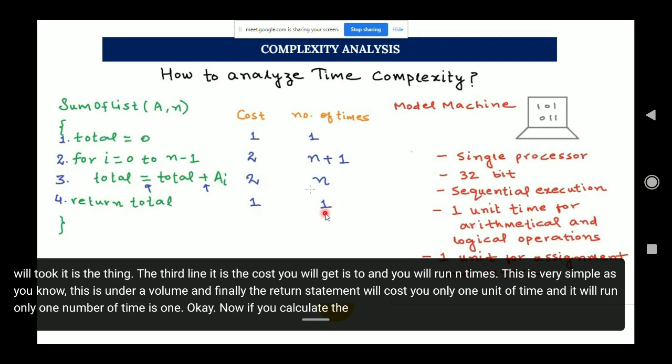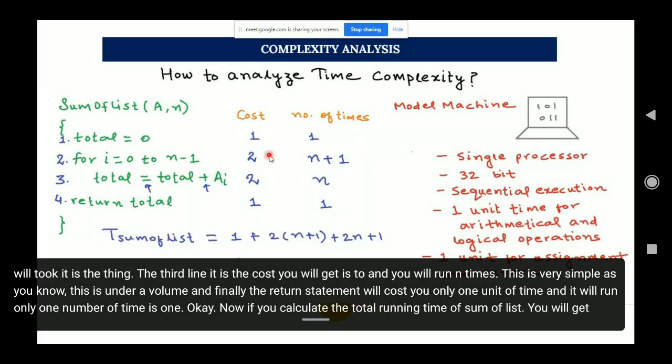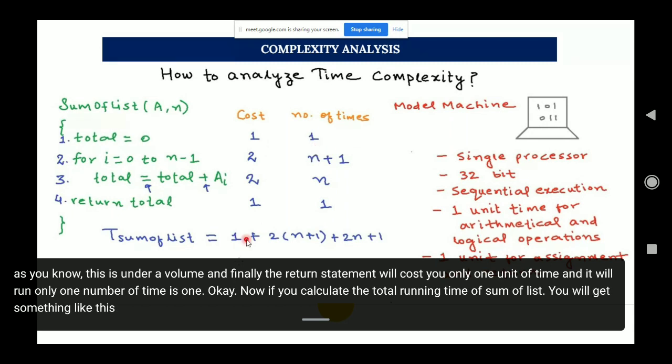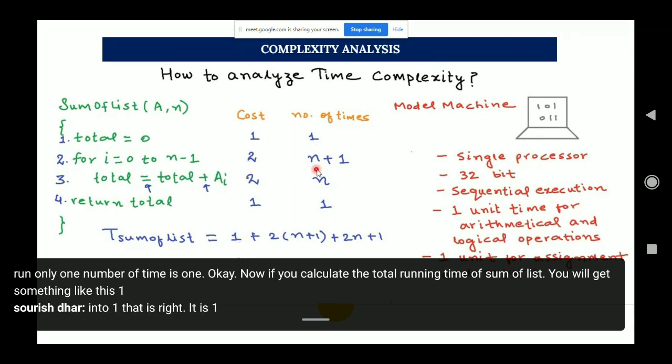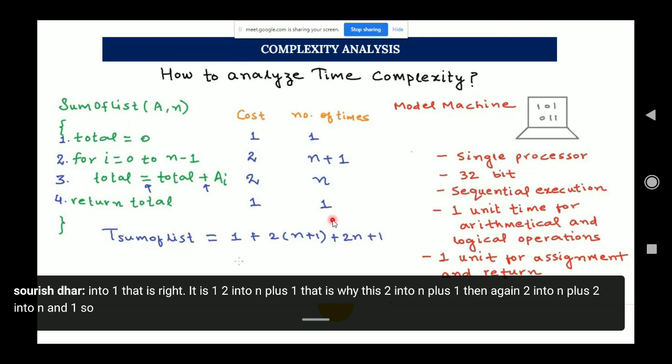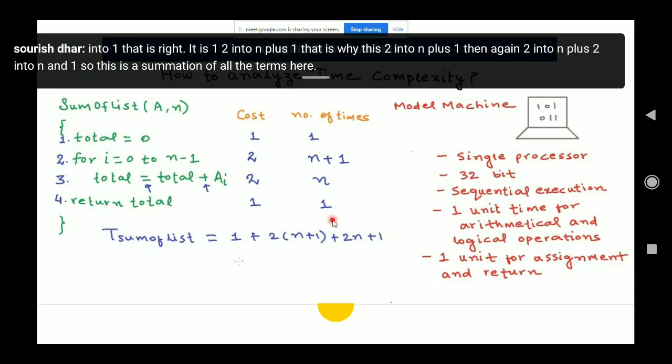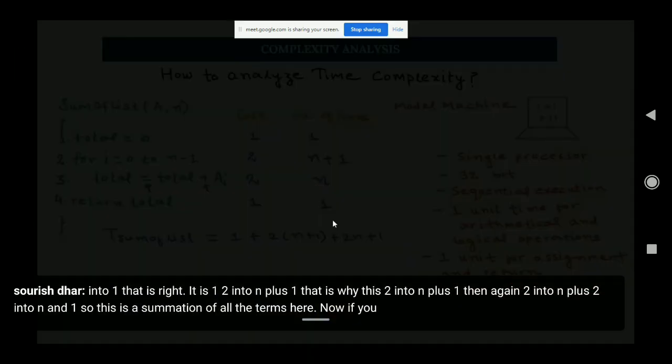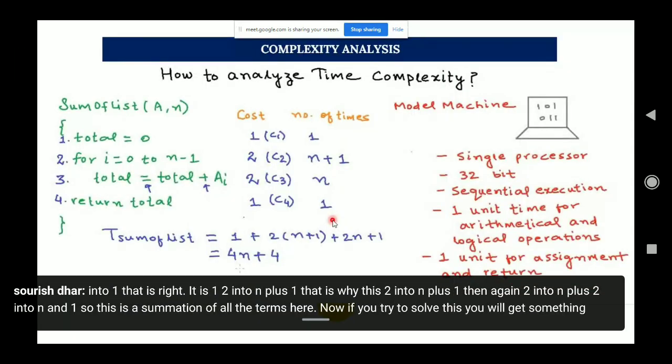Okay, now if you calculate the total running time of sum of list, you will get something like this. 1 into 1, that is why it is 1. 2 into n plus 1, that is why it is 2 into n plus 1. Then again 2 into n, and 1. So this is a summation of all the terms here. Now if you try to solve this, you will get something like this: 4n plus 4.